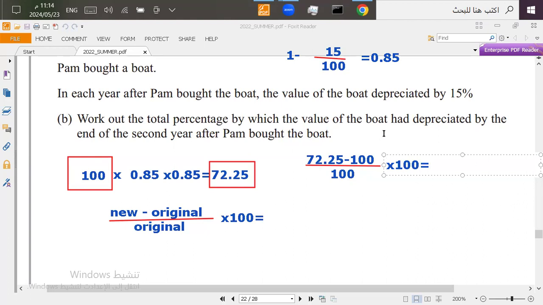So I'm going to do this here with the calculator. 72.25 minus 100, then divide by 100, and then multiply by 100, and we will get a negative, and negative means decreased, so you don't have to write it. So the answer will be 27.75%, and this is the decrease that happened through the 2 years. And this is the answer for this question. Now let's move on to the next question.